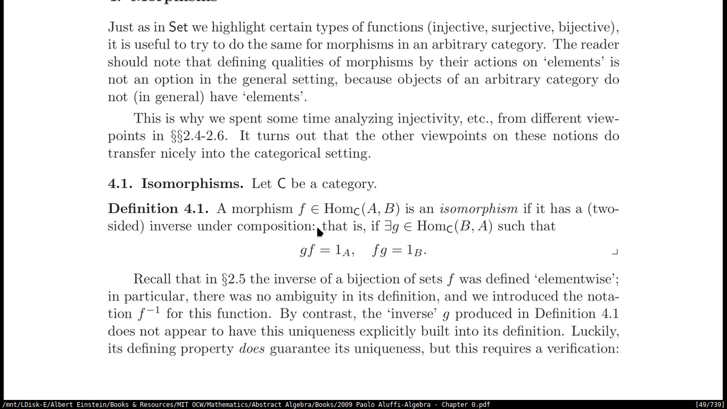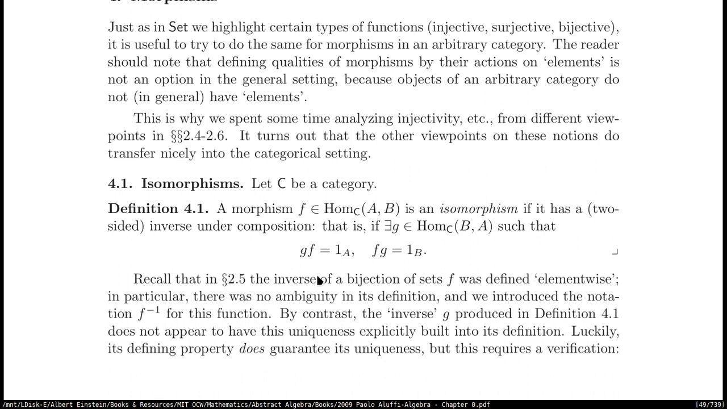A morphism from A to B is going to be an isomorphism if it has a two-sided inverse under composition. What that means is that you have some other morphism in the opposite direction, from B to A, such that when you compose it with the original morphism F, you always get the identity, on the set A or on the set B, depending upon how you're taking the composition.